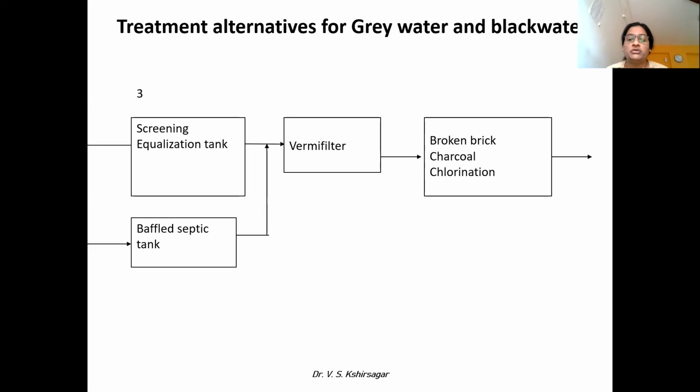and then a vermi filter. Vermi filter means worms are allowed to live in that particular tank, and they keep on decomposing. Instead of anaerobic decomposition, it is vermiculture decomposition. Vermicomposting you might have heard of. So you can add that kind of worms into that tank and perform the vermi filtration, and then simple broken brick and charcoal, and the final step is chlorination.